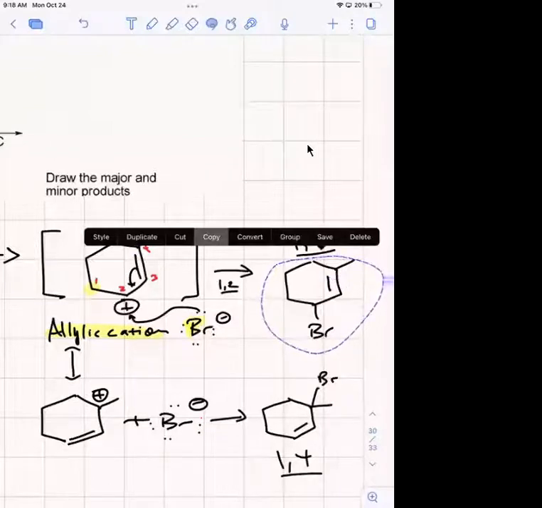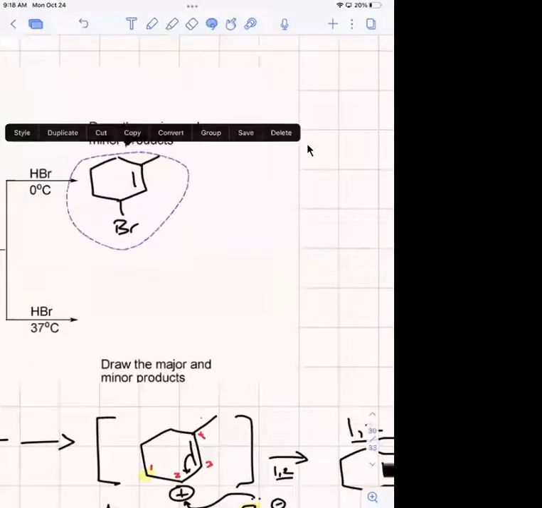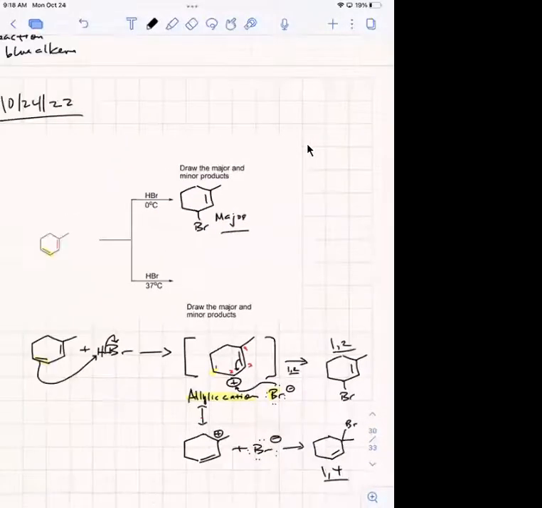I'll just copy it. That's major at 0, simply because it, again, is more accessible. That cation is more accessible. So at low temperatures, again, the fastest formed product is going to predominate.